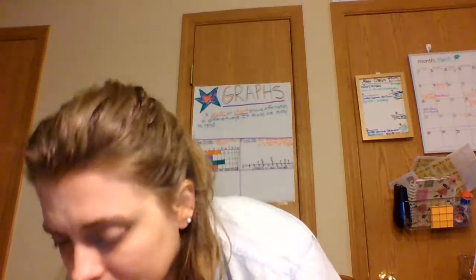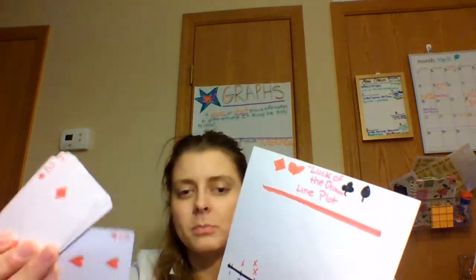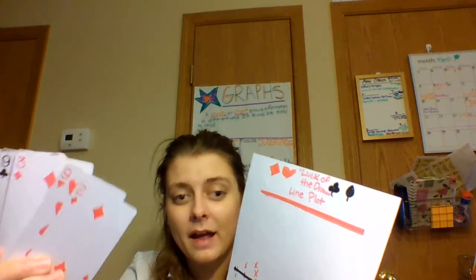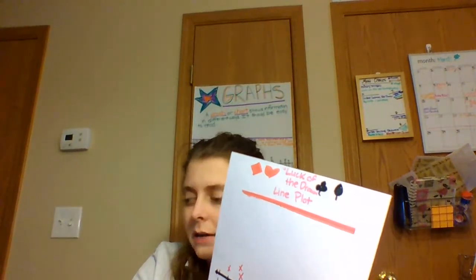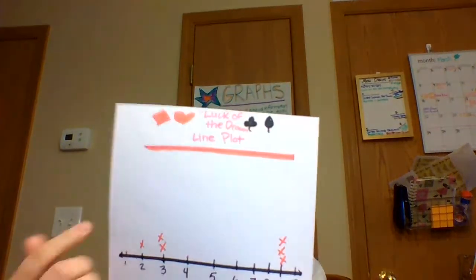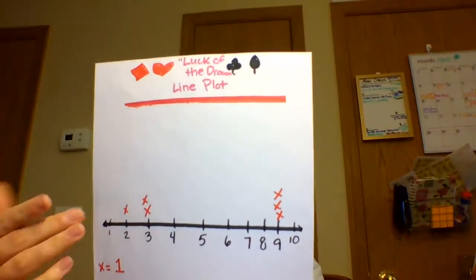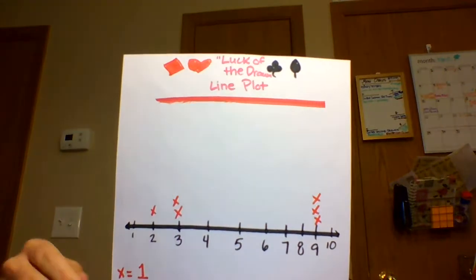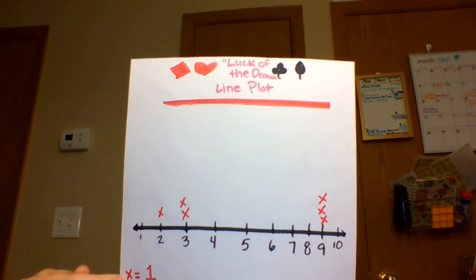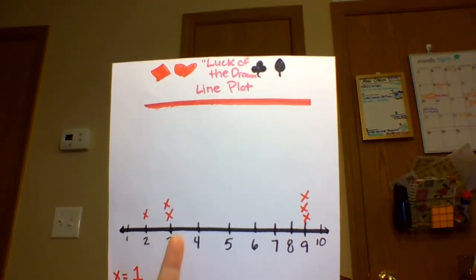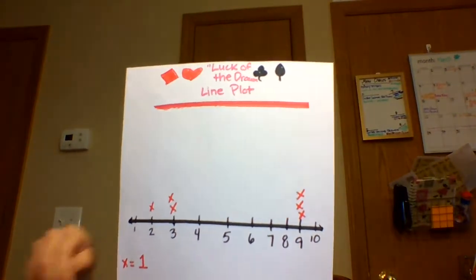Now, I have a title to my line plot. It's called Luck of the Draw Line Plot, and we've used these symbols in class before. What am I using to make my line plot? I'm using cards. So I am just drawing cards and then marking on my line plot what number it is. So I have in my deck numbers 1 through 10. The ace is 1, remember? And each X equals 1. So far I've pulled 1, 2, 2 threes, and 3 nines.